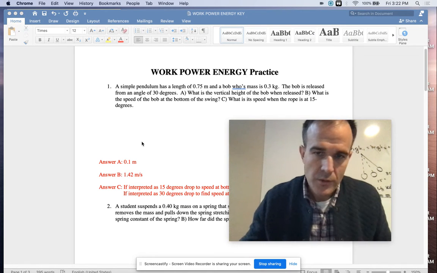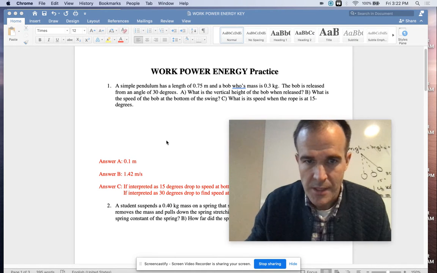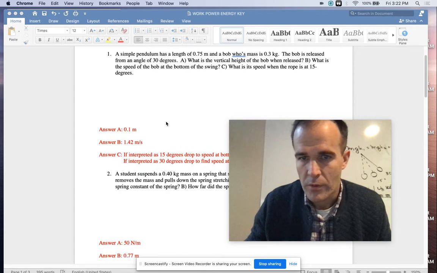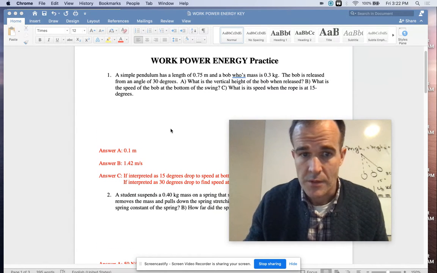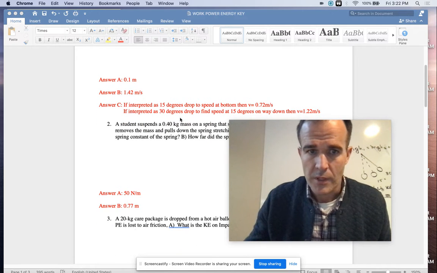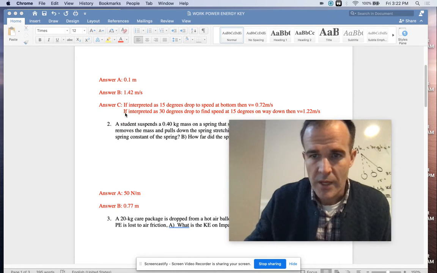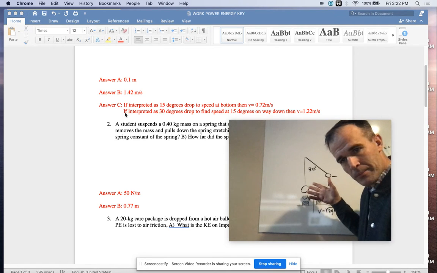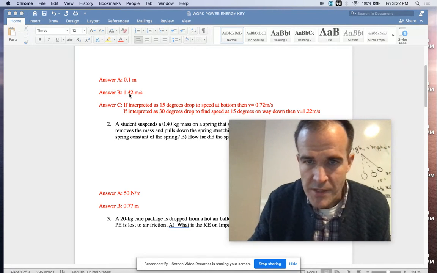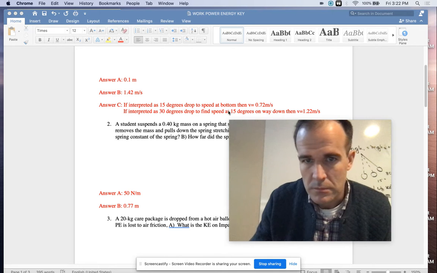For C, I thought there might be a little confusion on what it was asking, so let's spend a moment on that. It says, what's the speed when the rope is at 15 degrees? You can see I have two answers here. Some people might interpret that as taking it to 15 degrees and then letting go, so it wouldn't be going as fast as before. It's about half the height, and you get a much slower speed.